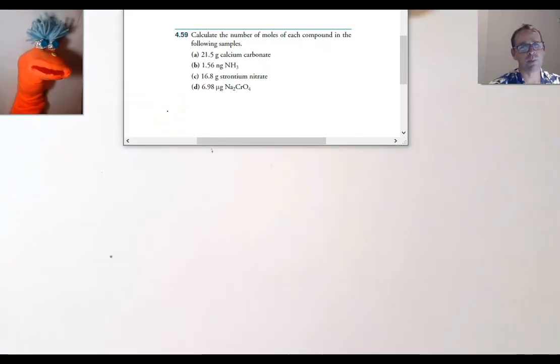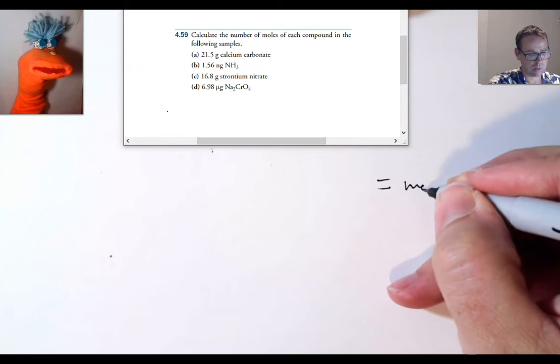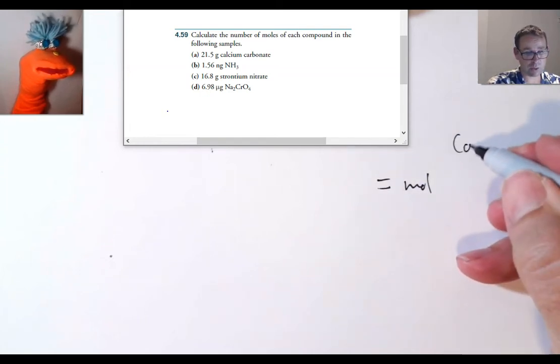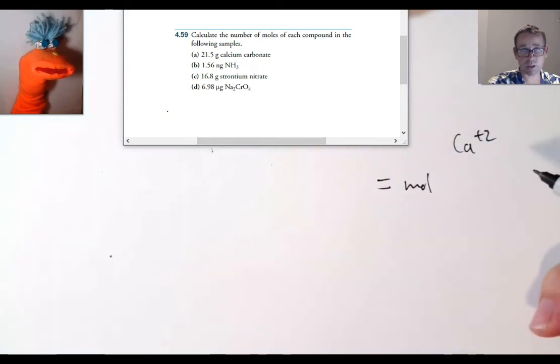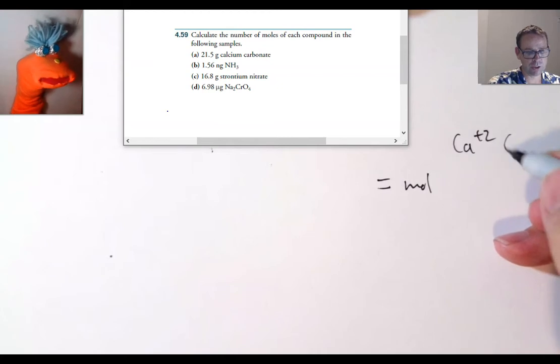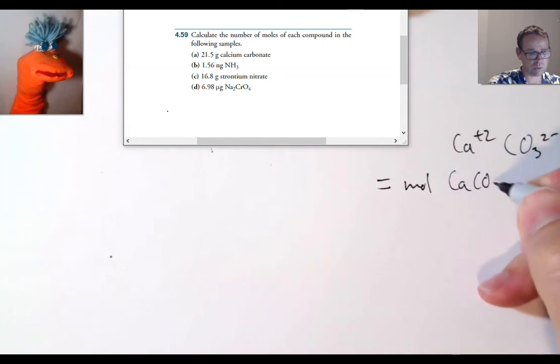Okay, calculate the number of moles of each compound in the following sample. So I want moles of calcium carbonate, right? Now it's important that we find the correct chemical formula for calcium carbonate. Calcium's a +2 ion, right? Yeah, I know that from the periodic table. Carbonate is CO3 2-. So it's just a 1-to-1 ratio, right? That's right. So it's going to be CaCO3.